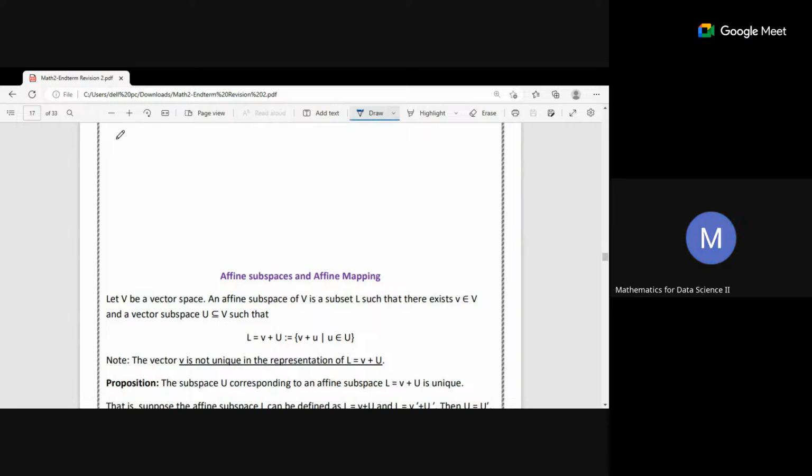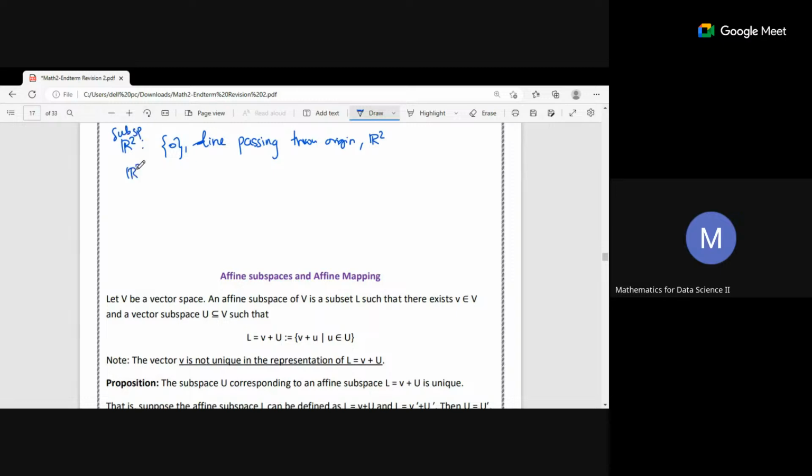So for R2, the 0 subspace, line passing through origin, and R2 entire itself. So these are all the possible subspaces.